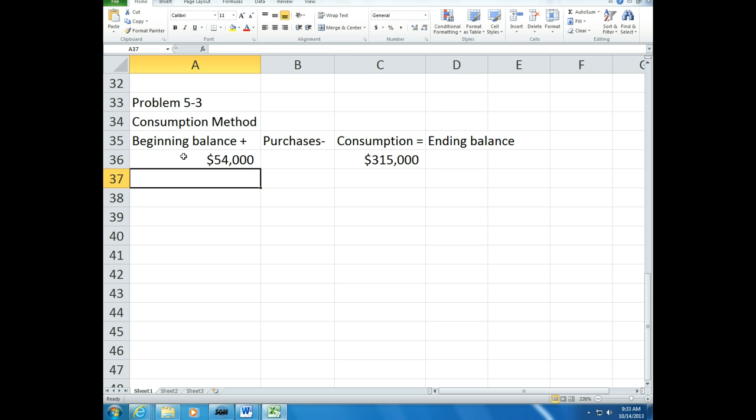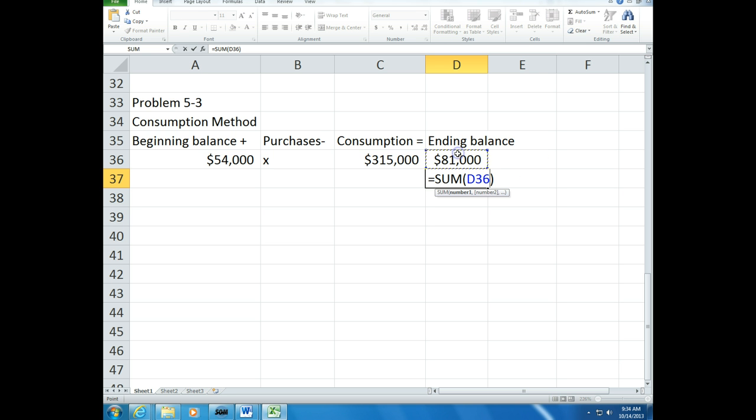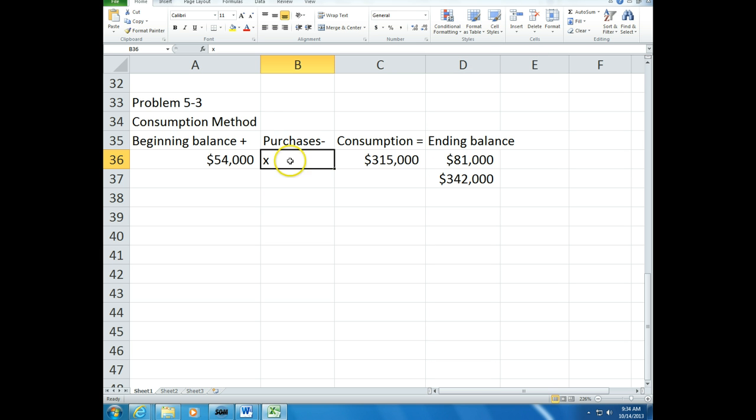What do we show right now the ending balance to be? 54, but the pre-closing we show here of 81, don't we? The supplies equal 81. So 54,000 plus this minus this equals 81,000. What did you say? 342? 342.